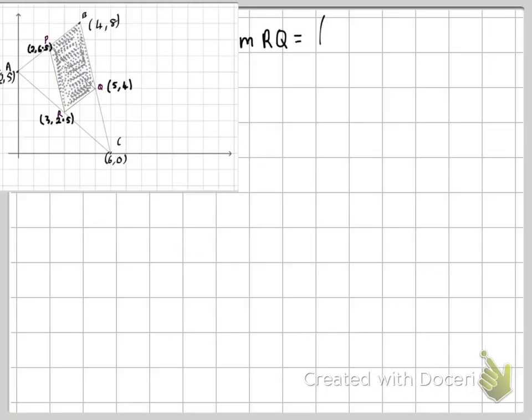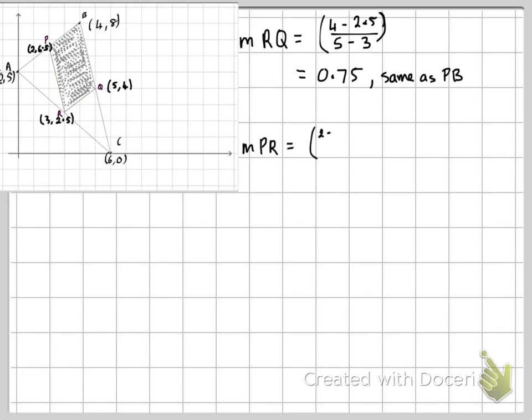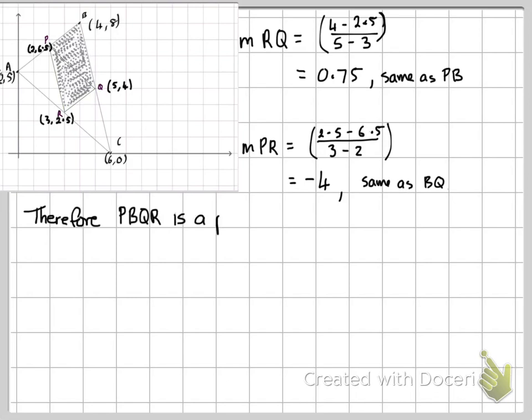And first of all, we'll have a look at the gradients. The gradient of RQ is 0.75. And we know that it's the same as PB, which we worked out before. Look at the gradient of PR. That's negative 4. It's the same with BQ, so we know that we have a parallelogram. PBQR is a parallelogram.